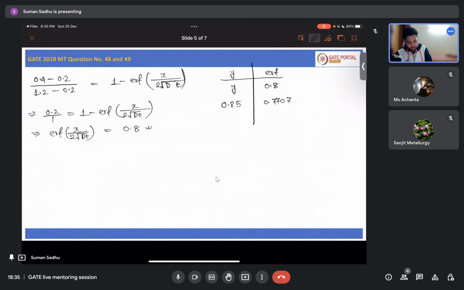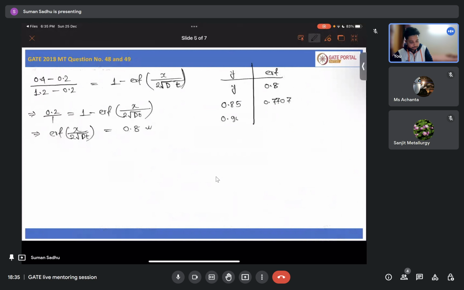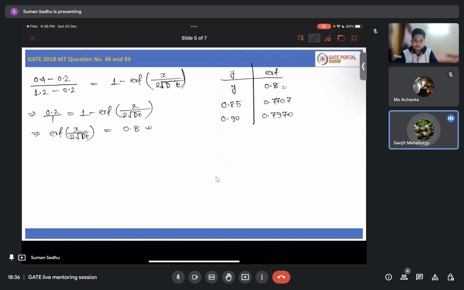and also at 0.90 it is given 0.7970. Okay, so how can we calculate this y? Anyone? So we can use the extrapolation method. Yes, so we have to extrapolate and then we can calculate the y value.